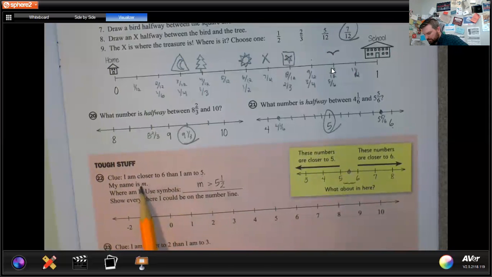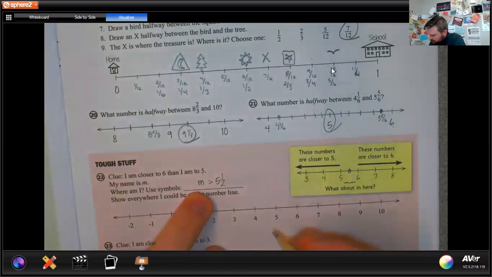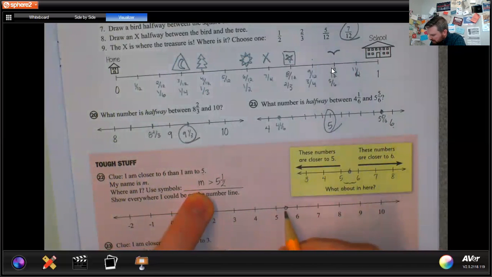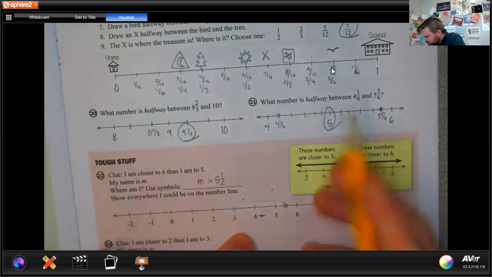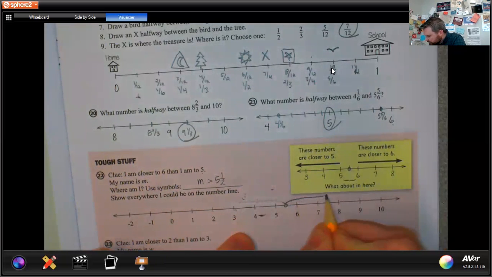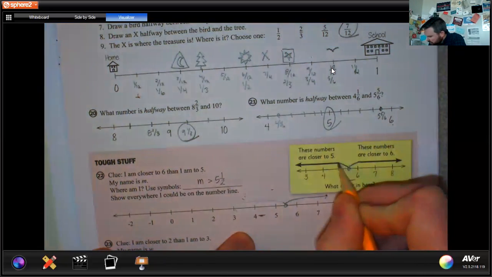So I'm closer to 6 than I am to 5. My name is M. Where am I? Use symbols. Show me where. Okay. So I'm closer to 5 than 6. So again, the halfway point is our neutral zone. So you can't have that number. So if I'm closer to 5, I'm going to go this direction. Sorry, it said closer to 6. I thought it said closer to 5. So if we're closer to 6, we're going to go this direction. Okay? So that'd be here versus here.